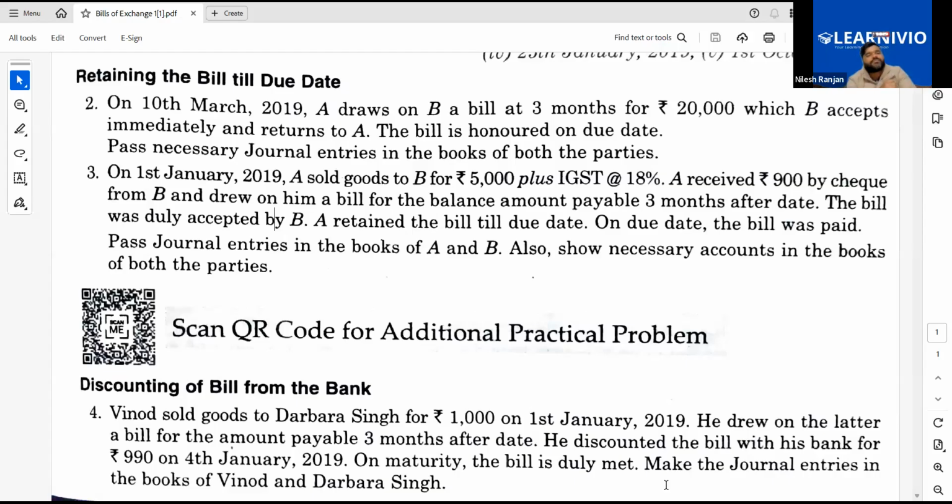No, not correct. In Darbara Singh, there are always only two entries. The first one is Binod account debit to bills payable, and the second is bills payable account debit to cash. Why are you saying Binod account in the second? I'm saying about Darbara Singh. It's like drawer account debit to cash account, right? So drawer is our Vinod. That's why I said Vinod account debit to cash account. There will be no drawer account in the second entry.